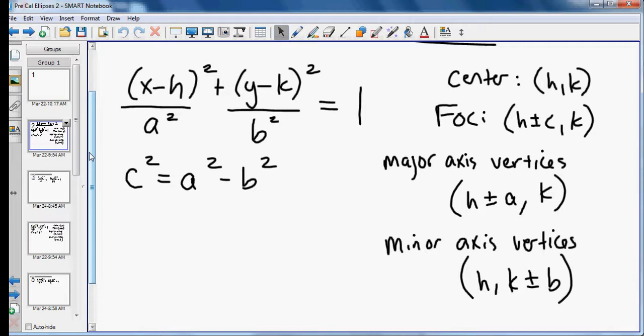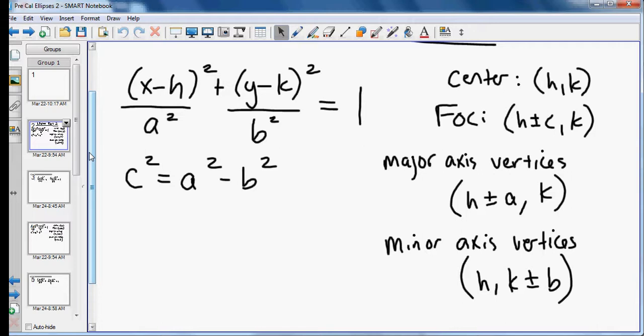Okay, now look at the vertices for the axes. The a and the b are pretty straightforward. You just find them by taking the square root of whatever the denominator is. So if the denominator was 16, then our a would be 4. Or if it was 36, it would be 6. Things like that.